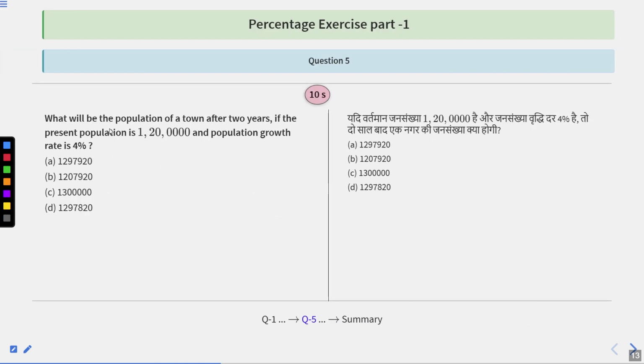Next, what will be the population of a town after 2 years if the present population is 12 lakh and the population growth rate is 4%? Options are given to you and you have 10 seconds to find out the right answer.